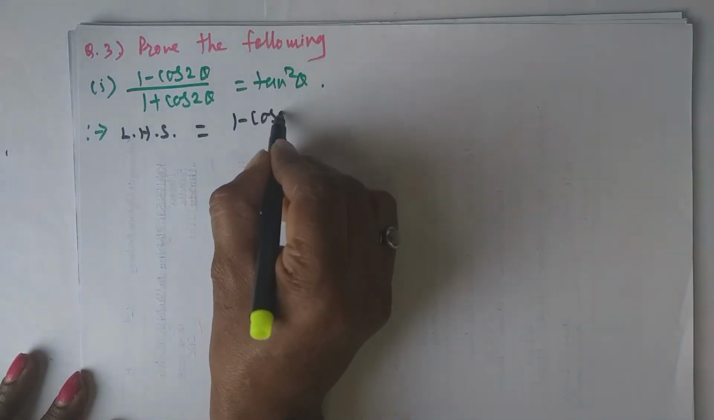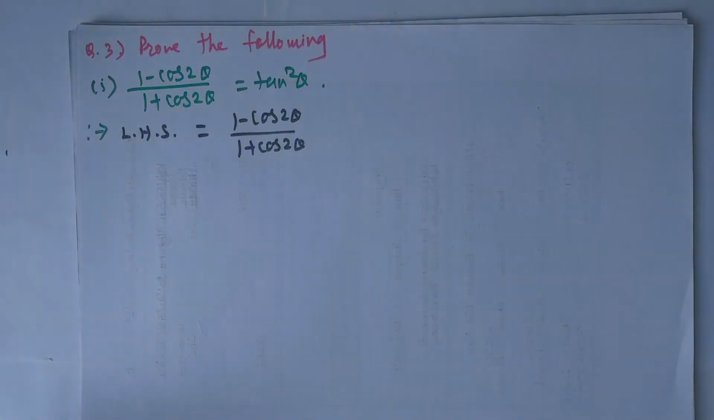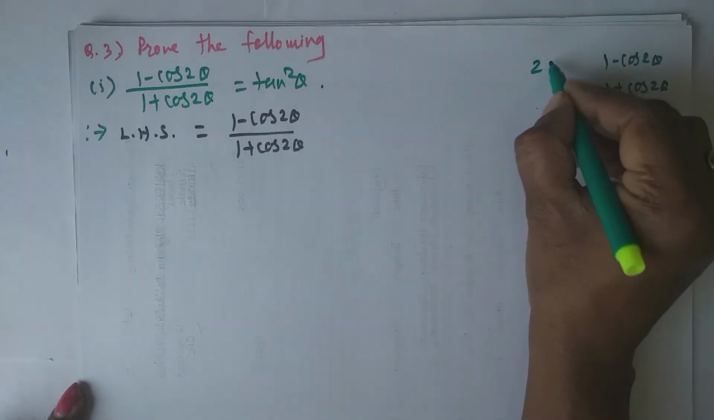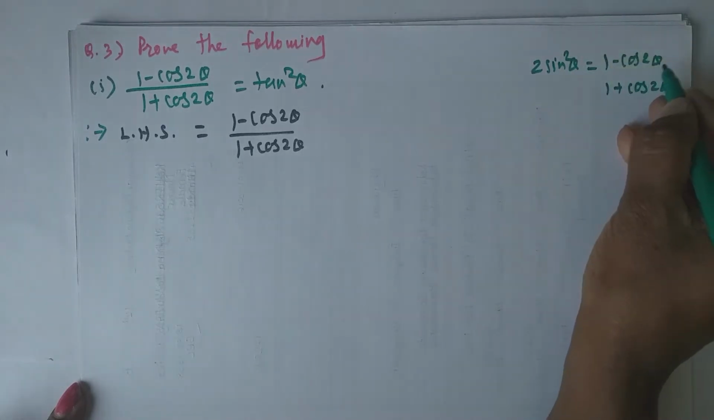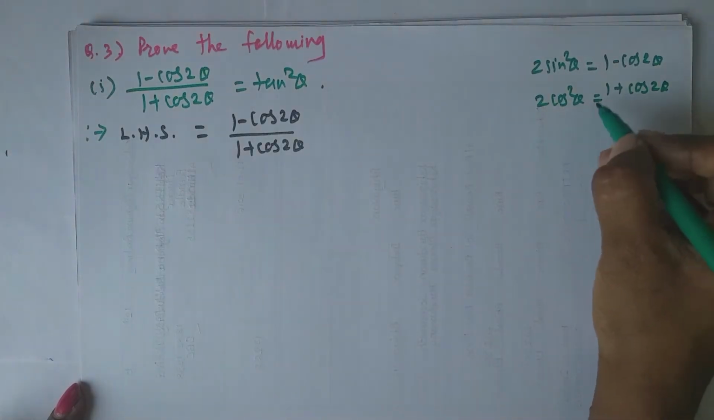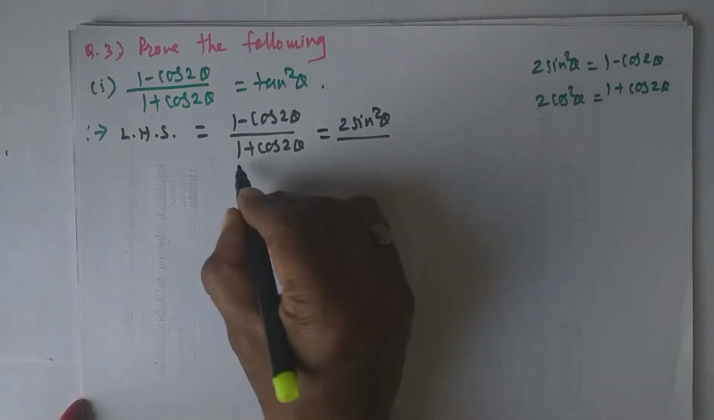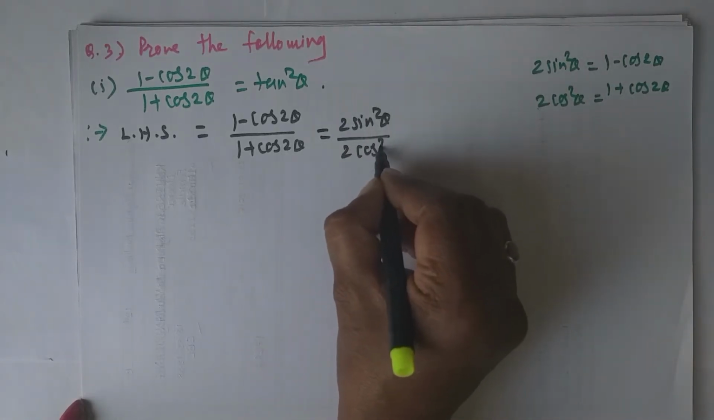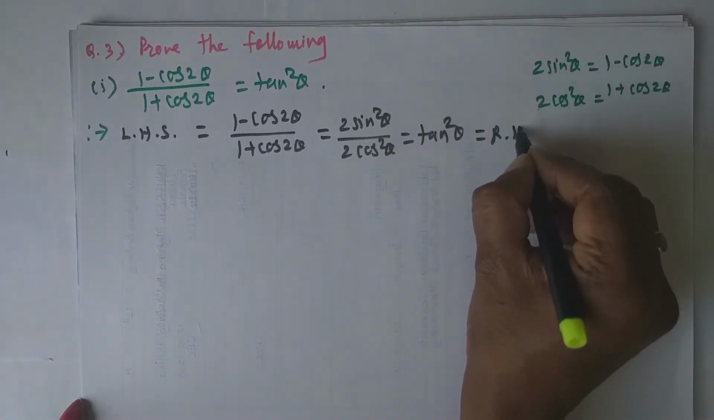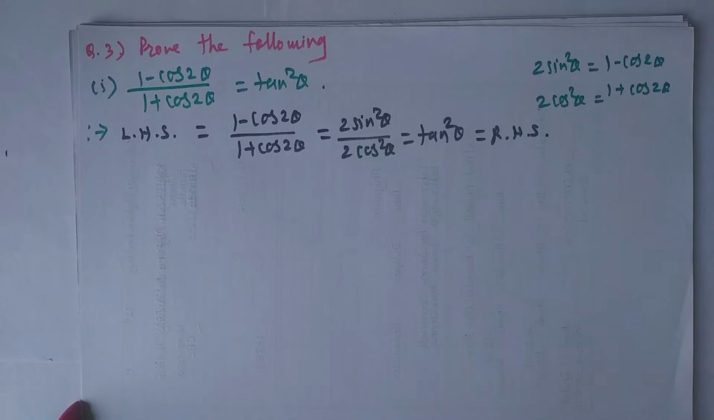Write down 1 minus cos 2 theta divided by 1 plus cos 2 theta. And just I have told you that in our previous lecture, we have seen the formula: 2 sin square theta is equal to 1 minus cos 2 theta, and 2 cos square theta is 1 plus cos 2 theta. We will use this formula. Keep the value of 1 minus cos 2 theta as 2 sin square theta, and value of 1 plus cos 2 theta as 2 cos square theta. 2 will get cancelled and sin square theta divided by cos square theta will be tan square theta, and this is equal to right hand side. In this way, this problem is directly formula based, very simple.